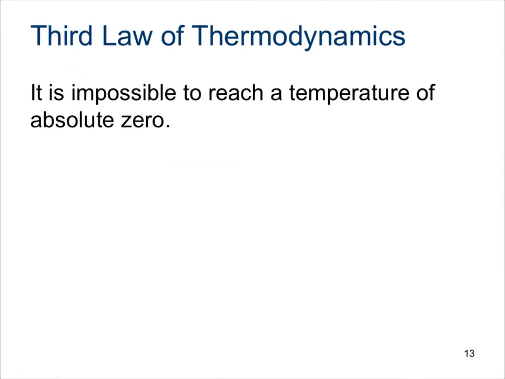And the third law of thermodynamics simply states that it's impossible to reach a temperature of absolute zero. It is possible to come close to absolute zero, but it's not possible to actually reach it by any process or series of processes. A loophole in the second law of thermodynamics would allow a system to be 100% efficient if absolute zero could be reached, but the third law of thermodynamics closes this loophole.